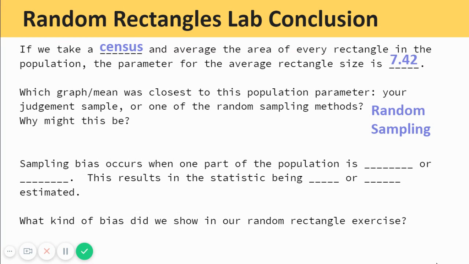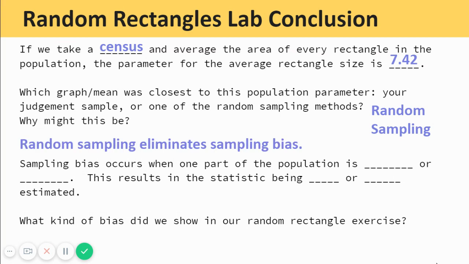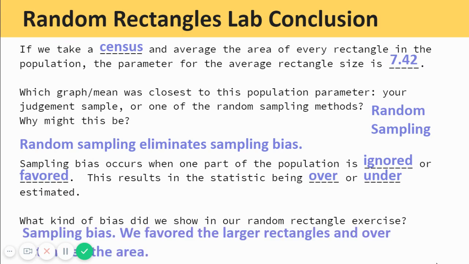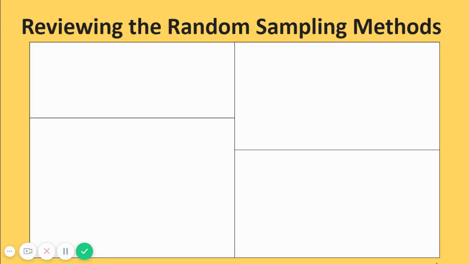Sampling bias occurs when one part of the population is ignored or favored. This results in the statistic being over or underestimated. What kind of bias did we show in our exercise? We did show some sampling bias. Now, we do need to know the random sampling methods because depending on the statistics in which we're interested, we may choose one sampling method over another.